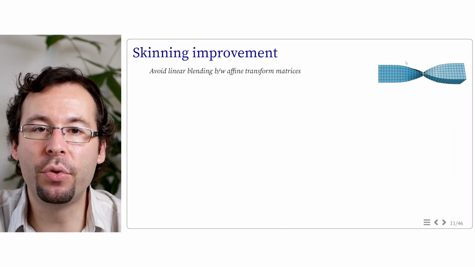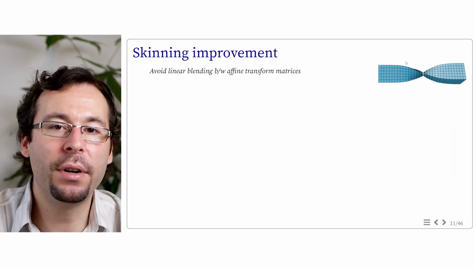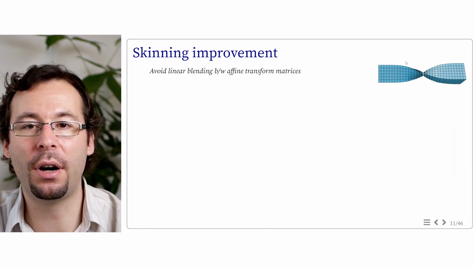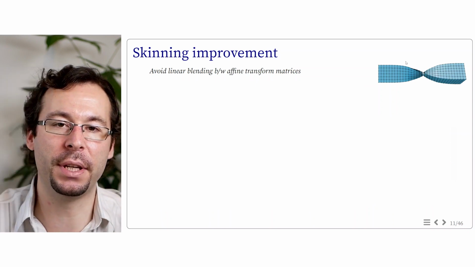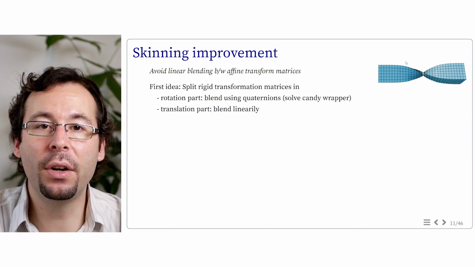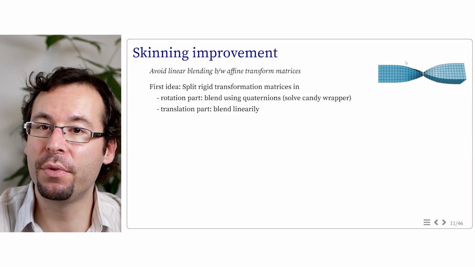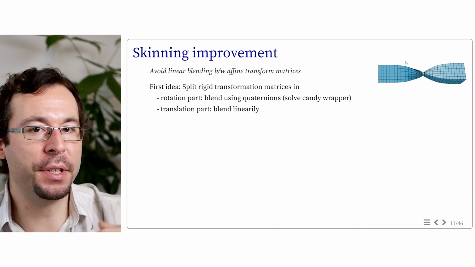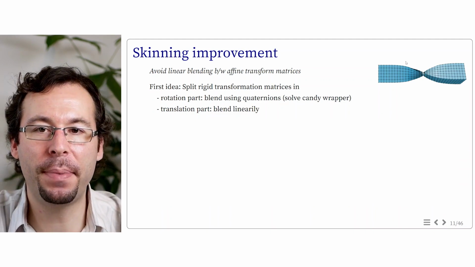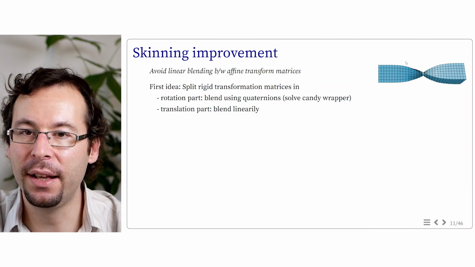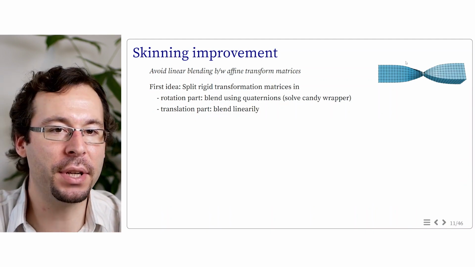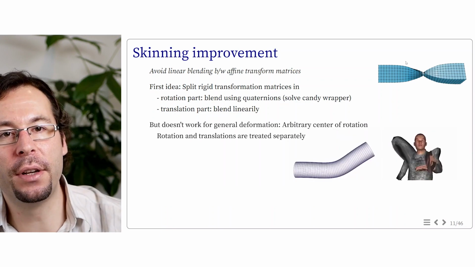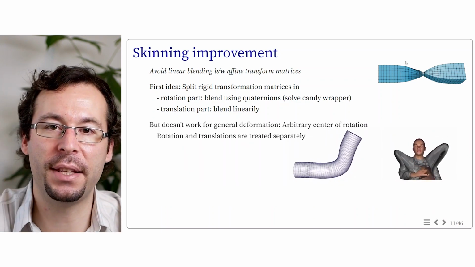So what can we do to improve the situation? We know that we should avoid linearly blending rigid transformation, or more generally affine transformation matrices. So the first naive idea would be to apply the interpolation we saw for key poses in time, but in the space domain. We can split the transformation matrix into a rotation part and a translation part separately, and we can blend the rotation part using quaternions and the translation part linearly. Unfortunately, this approach will not work for such deformation in space.